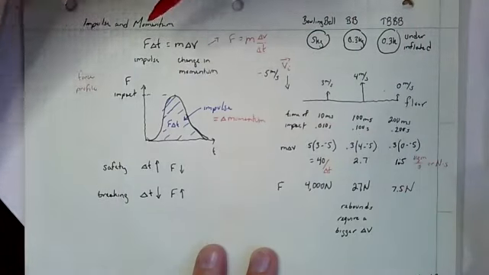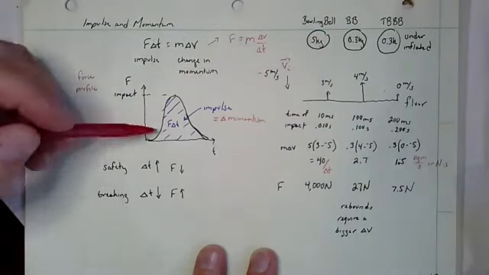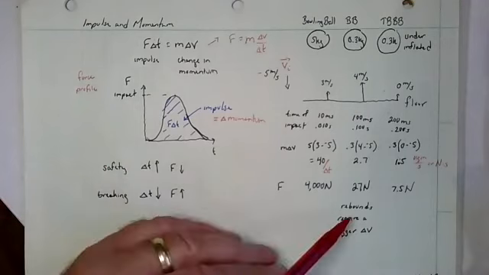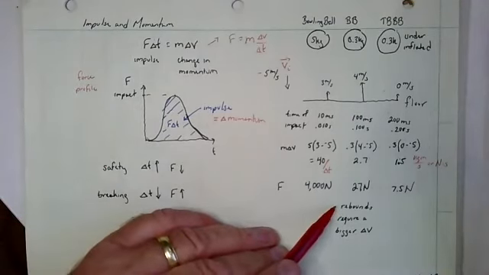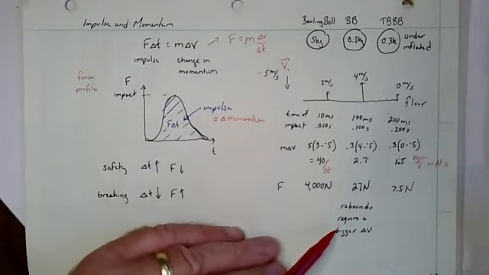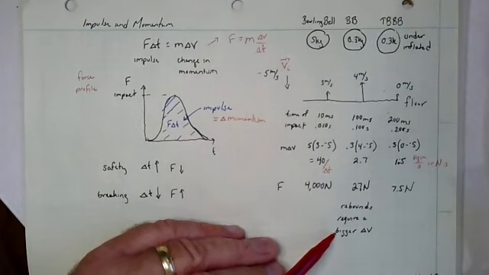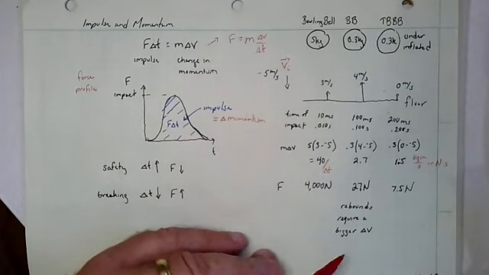So a couple of key takeaways. There's the role of time in delivering an impulse. And then also this more subtle point, which is that rebounding actually requires a bigger change in velocity than just simply coming to a stop.